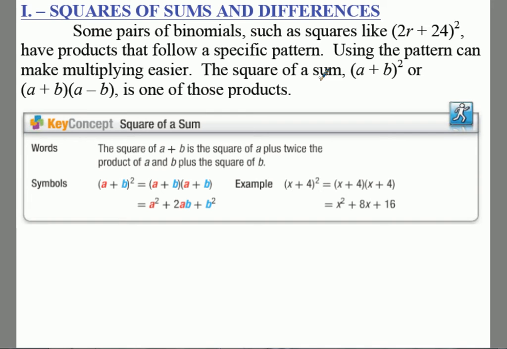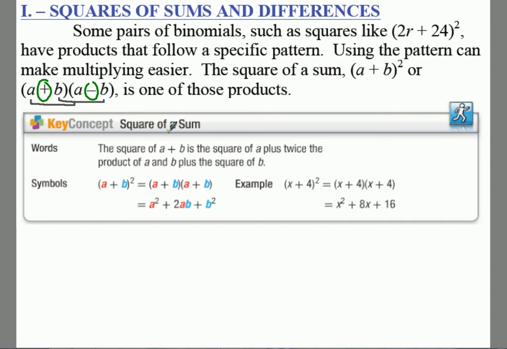You may also have two sets of parentheses, where you have an a plus b, but this a and this a are the same, and this b and this b are the same. But you'll notice that one set of parentheses has a plus and one of them has a minus. So that's also going to give you a nice shortcut.